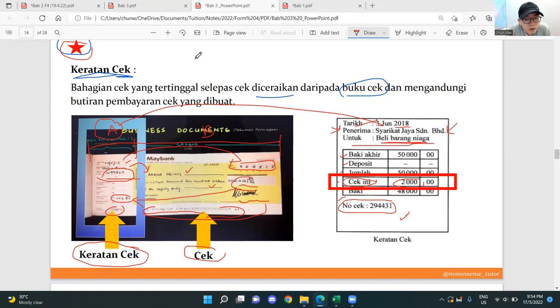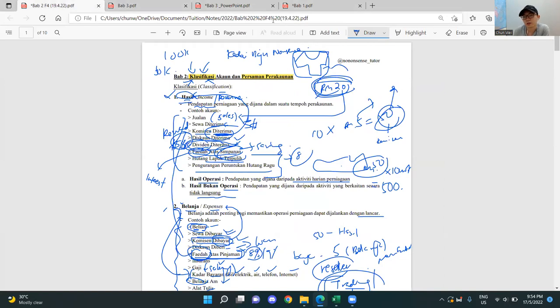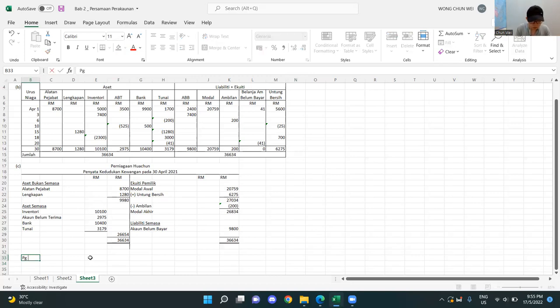Okay, very good. So we stop here for this chapter 3. But before I let you leave, of course, I need to give you some homework to do, right? So the homework, get ready. Form 4, you go to your workbook, page 29. You will have to do question 23, question 24, and you skip to question 26.